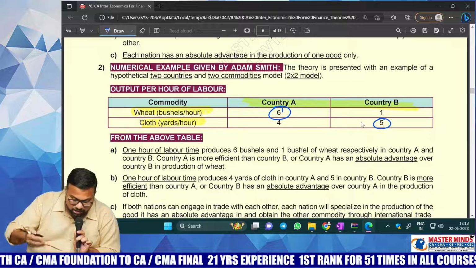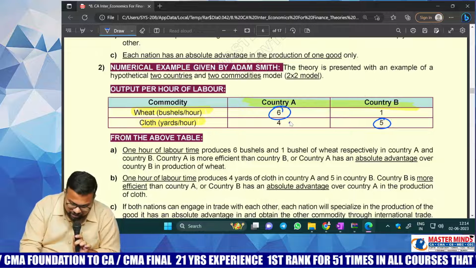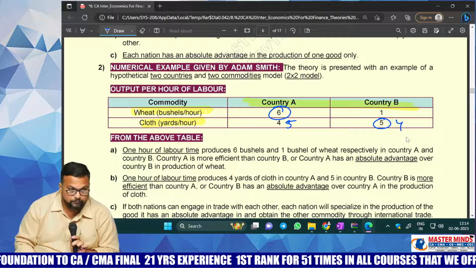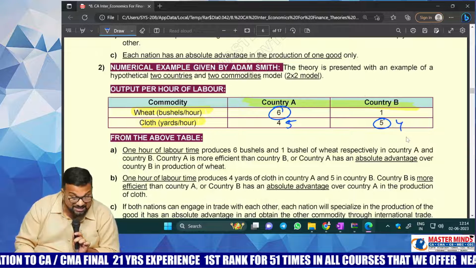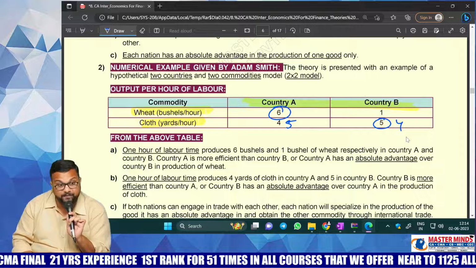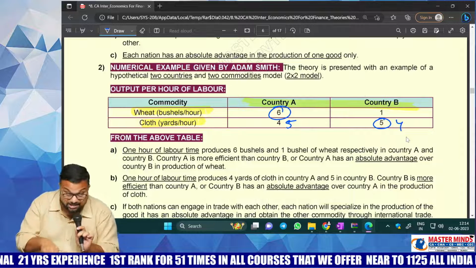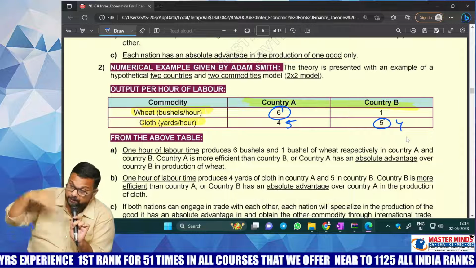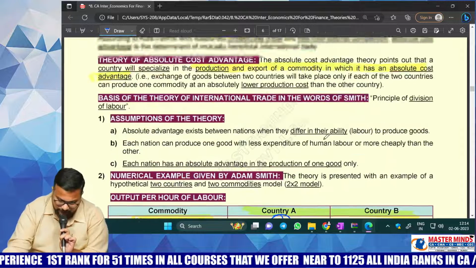I'm just changing the numbers, Nana. Instead of 4, 5, it is 5, 4. Then you can clearly see that country A has absolute advantage in both the products. And country B has absolute disadvantage in both the products. In such a case, this theory is not applicable. We need to apply some other theory. Next, Nana.